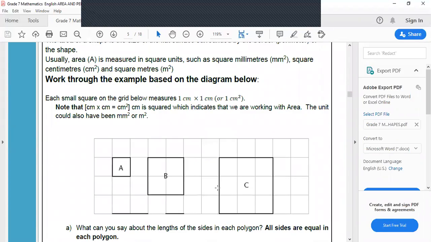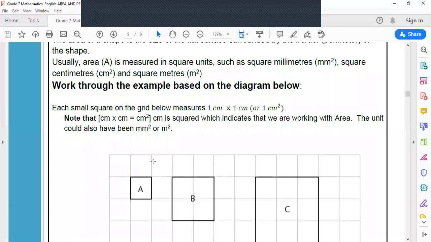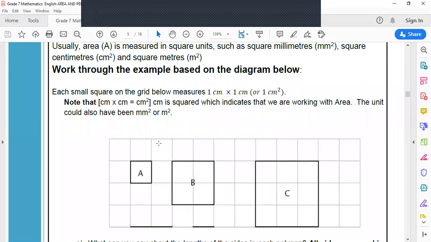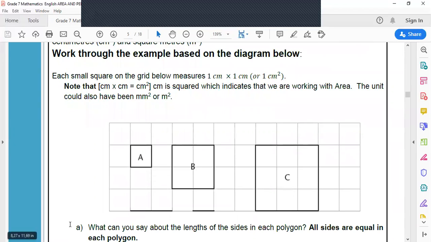Oh, and then we went into area. So with area, we basically went over what it is when you have these blocks, and each of them is 1 centimeter by 1 centimeter long. So I basically paused this and then I asked the questions so that they could see the blocks and not see the answers. So it says, what can you say about the lengths of each side in the polygon?